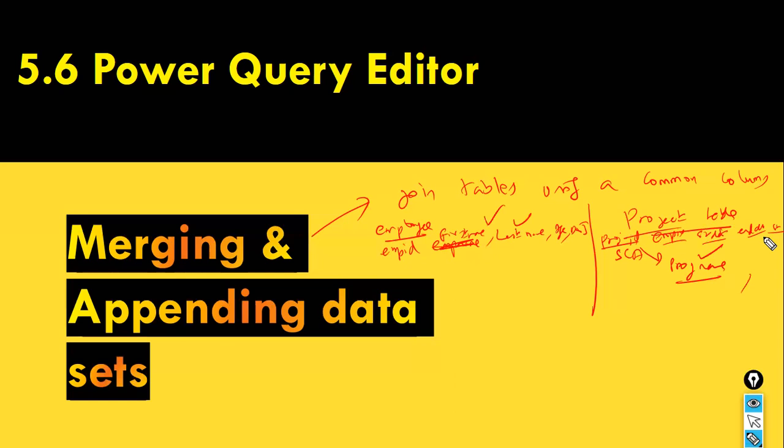How can you do that? In order to do that, we need to bring in the data from these two tables. And again, it should show each employee's corresponding project name. It should not show some other project name, okay?